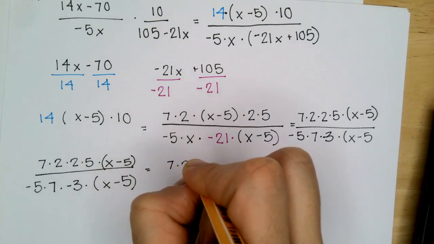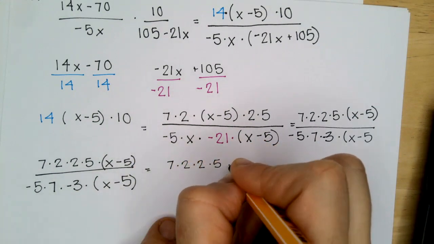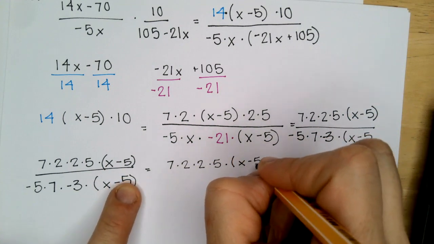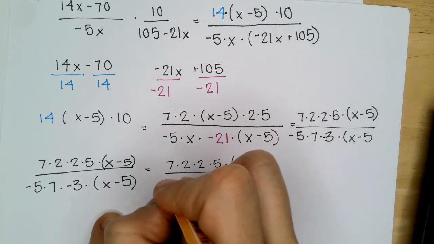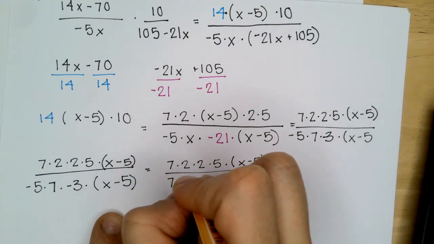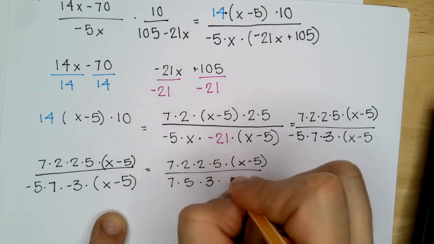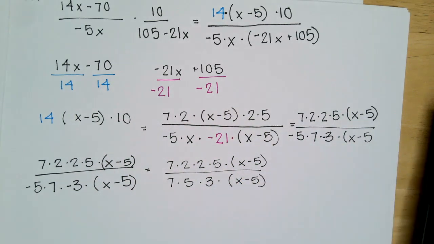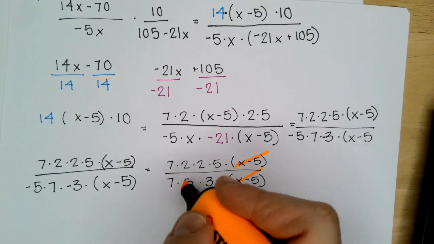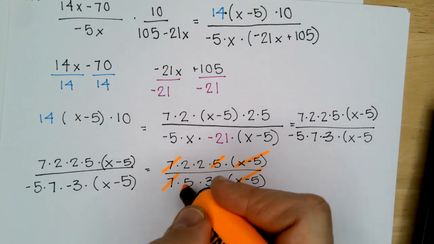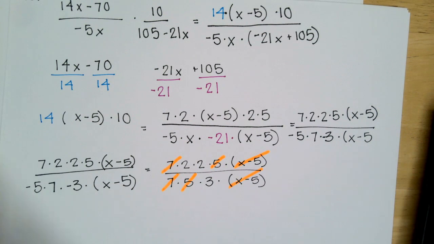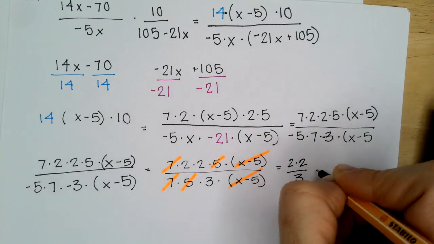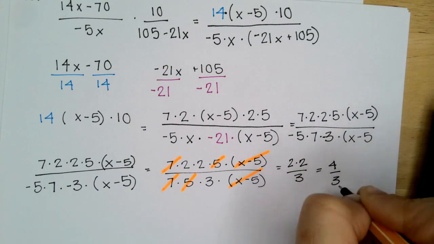7 times 2 times 2 times 5. And you could change the order if that was bothering you. 7 times 5 times 2 times 2 times x minus 5 over 7 times 5 times 3 times x minus 5. What can I cancel? I can cancel those two, I can cancel those two, and I can cancel the 5s. So what I have left is 2 times 2 over 3, or 4/3.